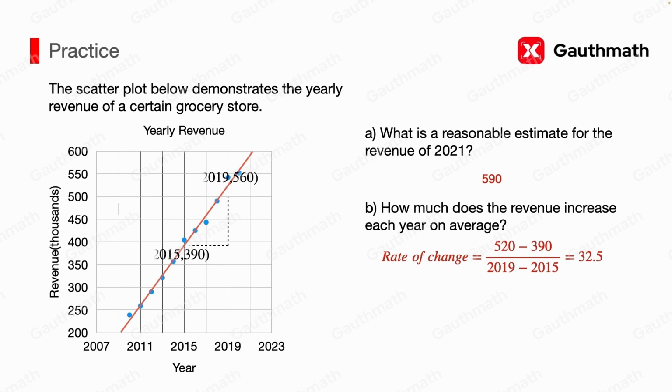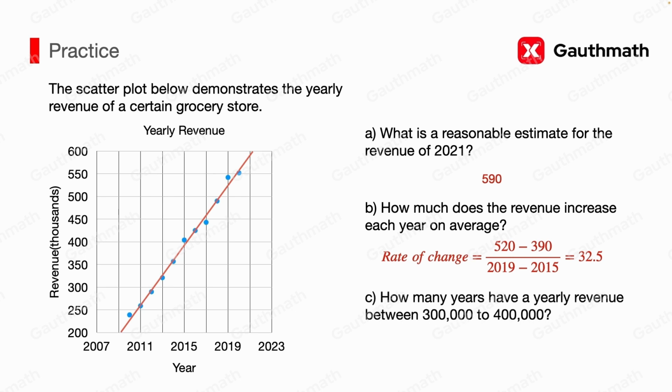Okay, finally, part C. How many years have a yearly revenue between 300,000 and 400,000? Well, we can first locate the range of y values between 300,000 and 400,000 here. And we can see that there are 2 points that fall into this yellow region, 2013 and 2014. That means there are 2 years that have a yearly revenue in this range.